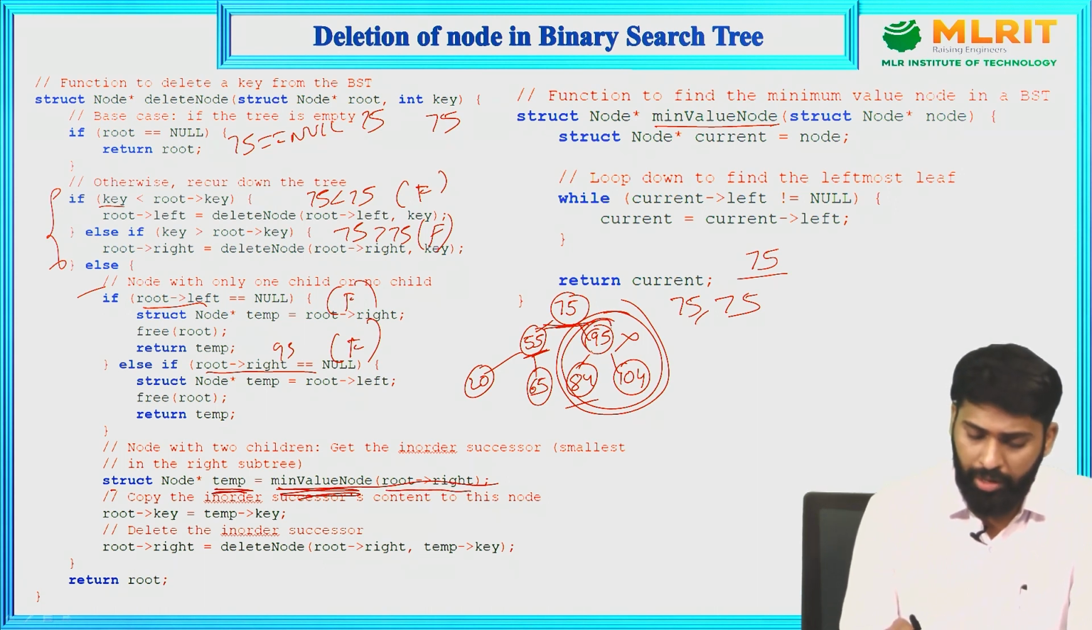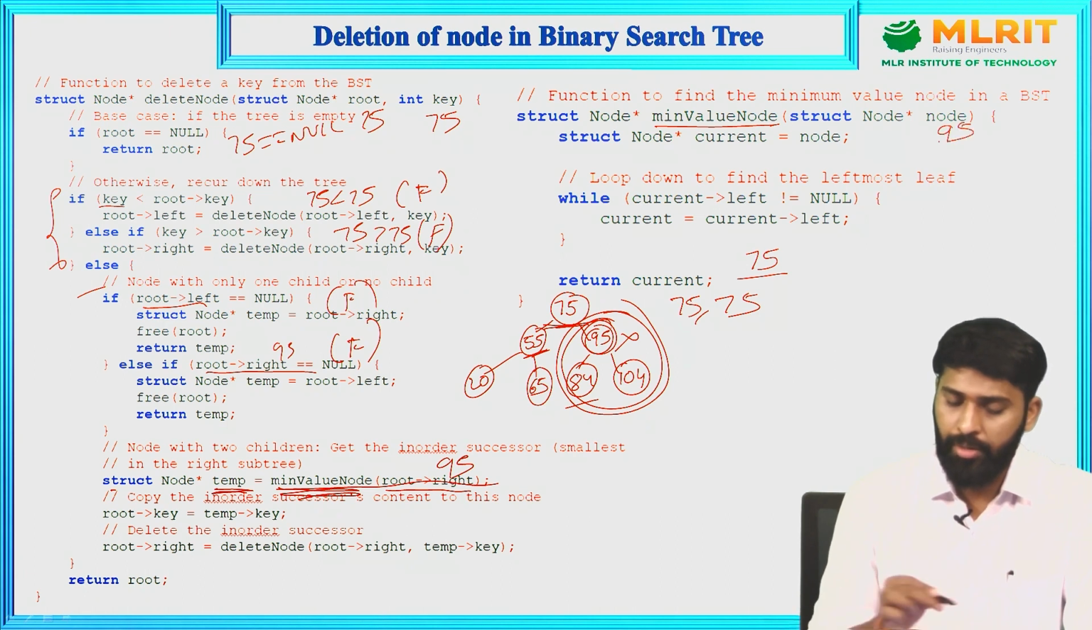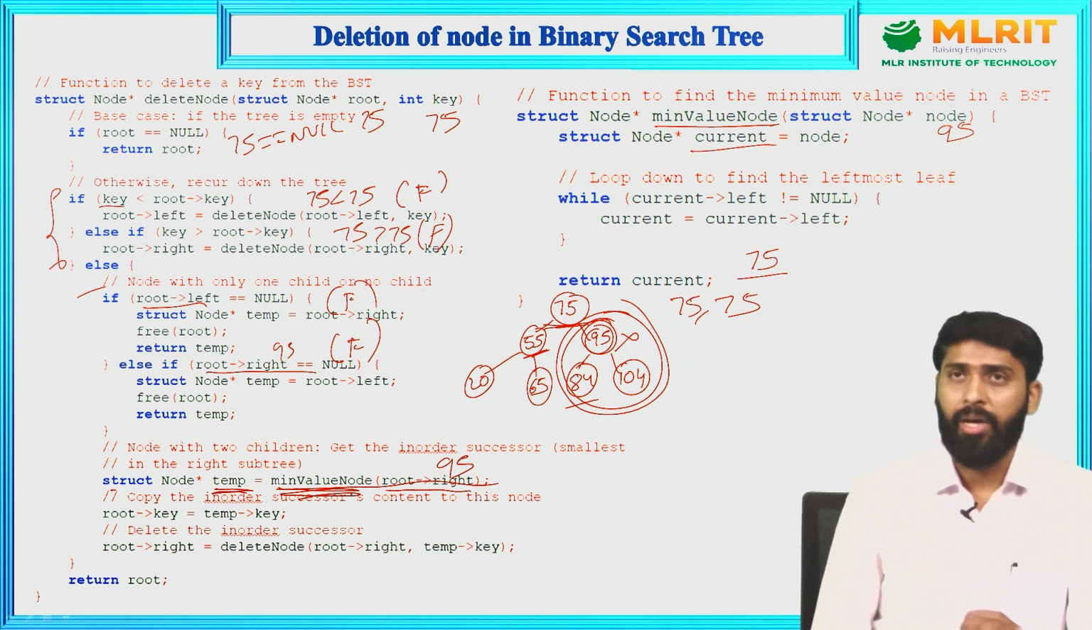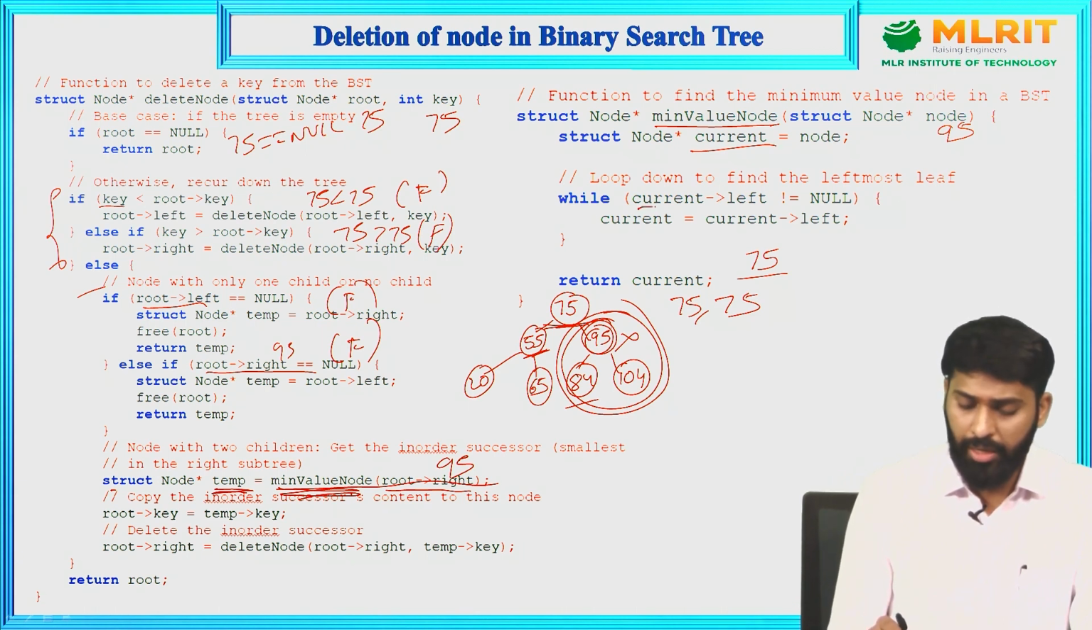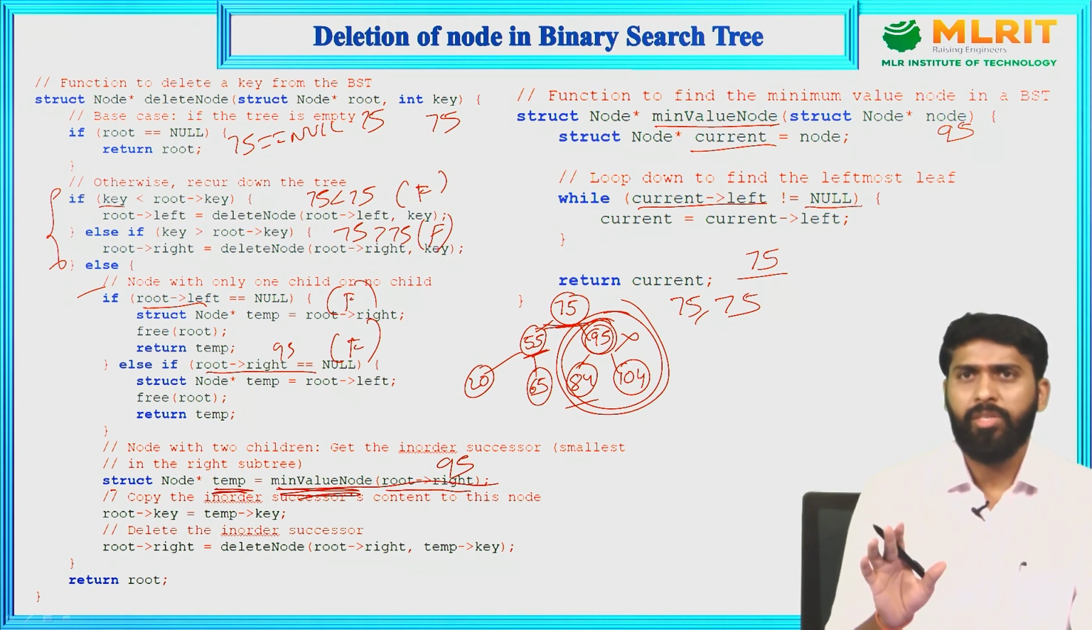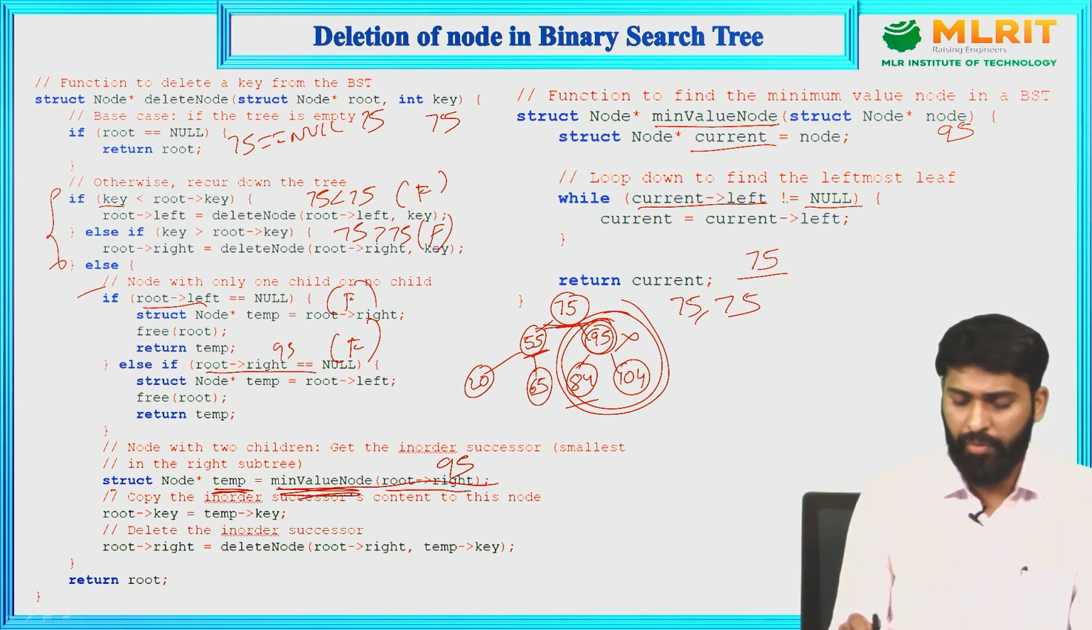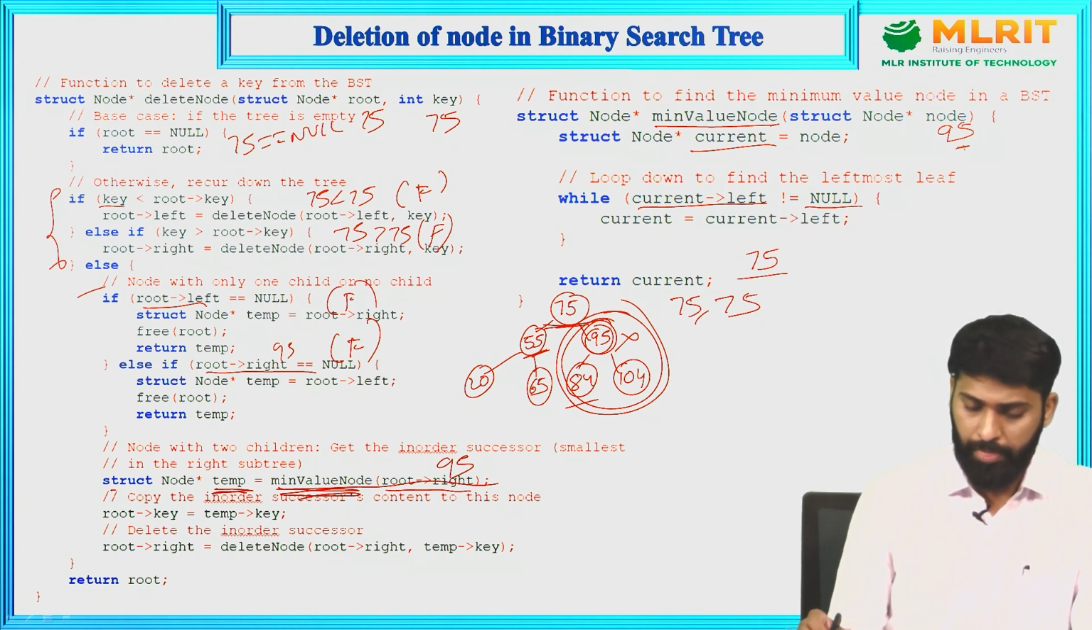What is the root arrow right? 95. Now I am taking one current to traverse to left side. So current arrow left not equals to null. If it is a null, we stop. Current arrow left not equals to null. Yes. So 95 is not equals to null. So current equals to current arrow left. Now it becomes as 84.